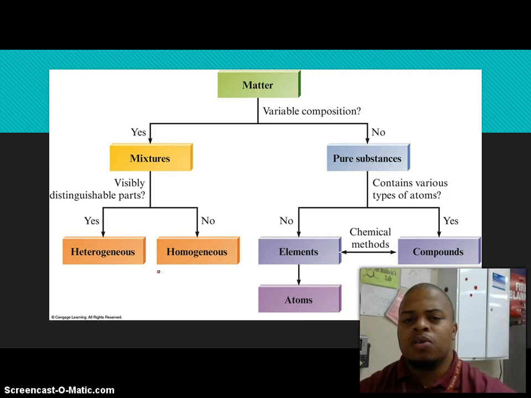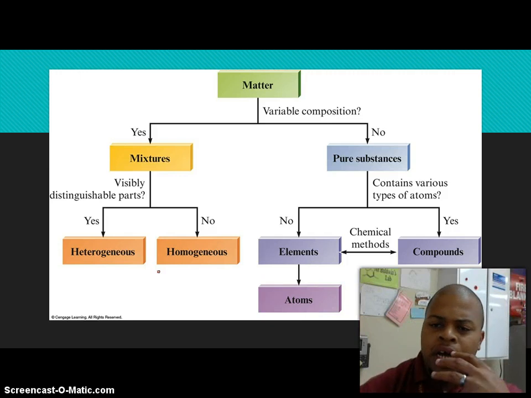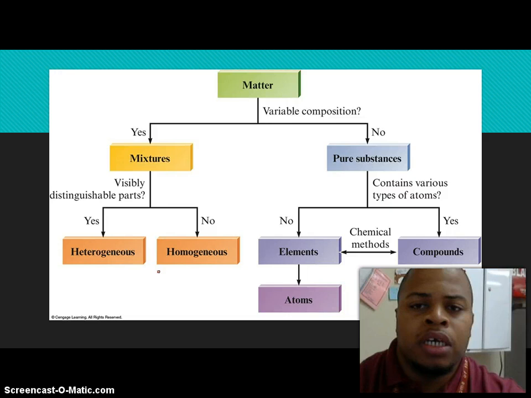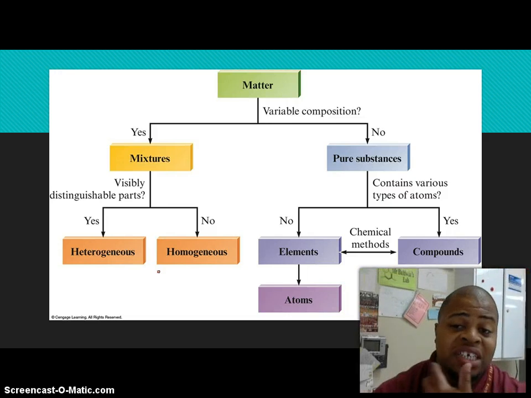Now, this is a little decision flow chart if you were to fill in the information. Looking at it, does the composition vary? Does it change?